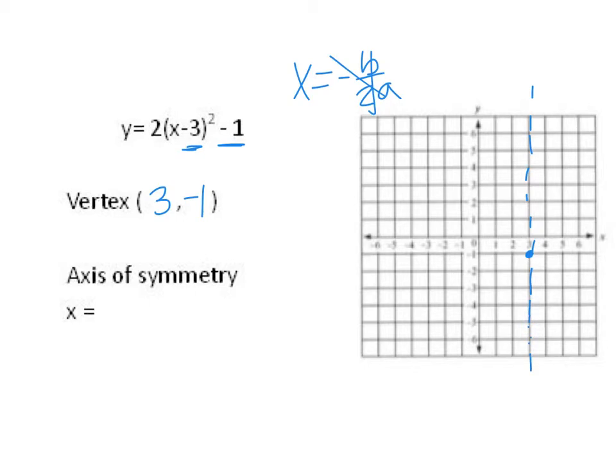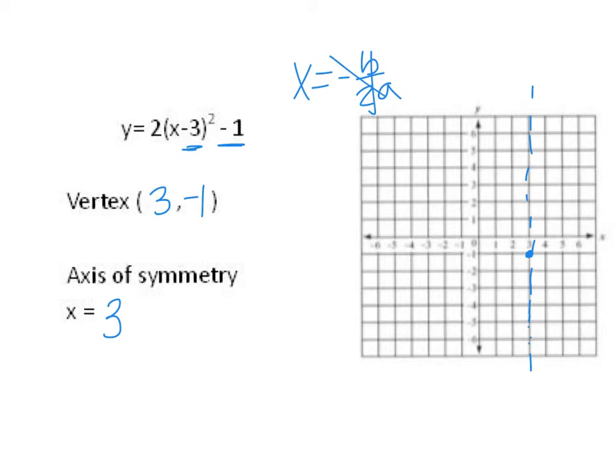And so that means that the axis of symmetry is right where the x value is, which is 3. So the axis of symmetry is x equals 3. You can easily just write that down. Now this one's a little bit different. Again, I'm not talking about graphing here. We're just kind of looking at the specifics of what's going on.